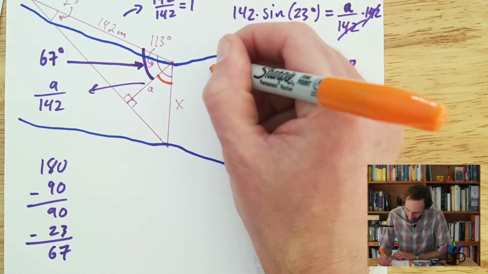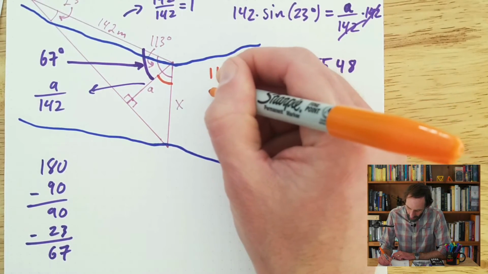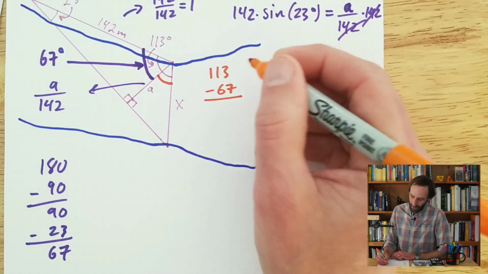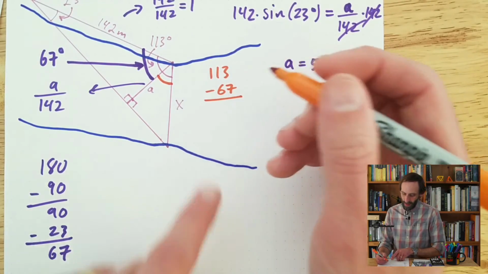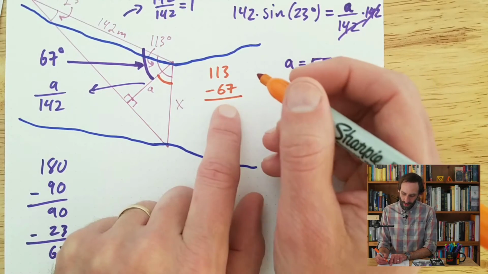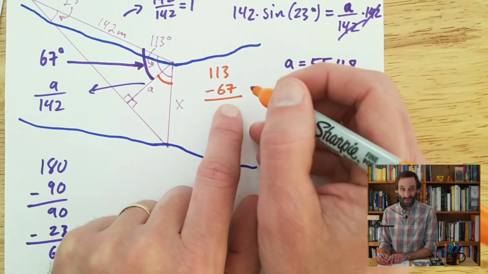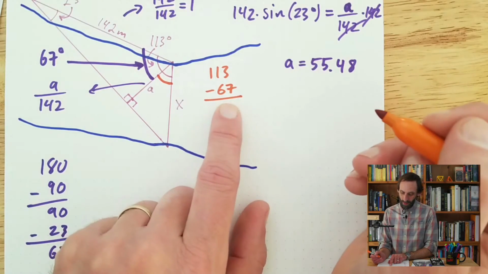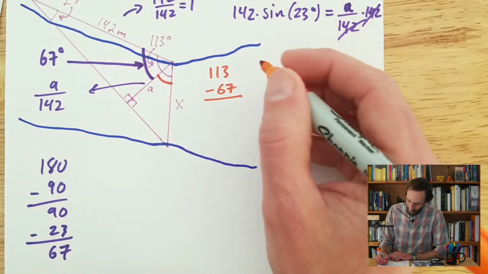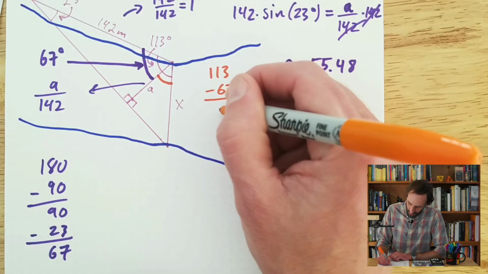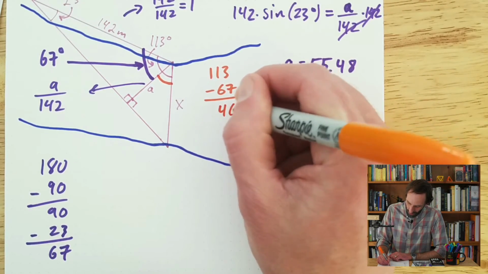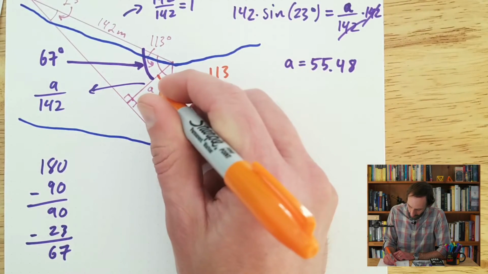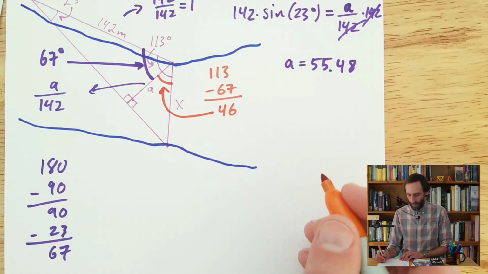So I can take 113 and subtract 67. Okay, so let's see, 113 minus 67. Well, 100 minus 67 is 33, and 13 more than 33 would be 46. So this should be a 46-degree angle. So that's that angle right there.